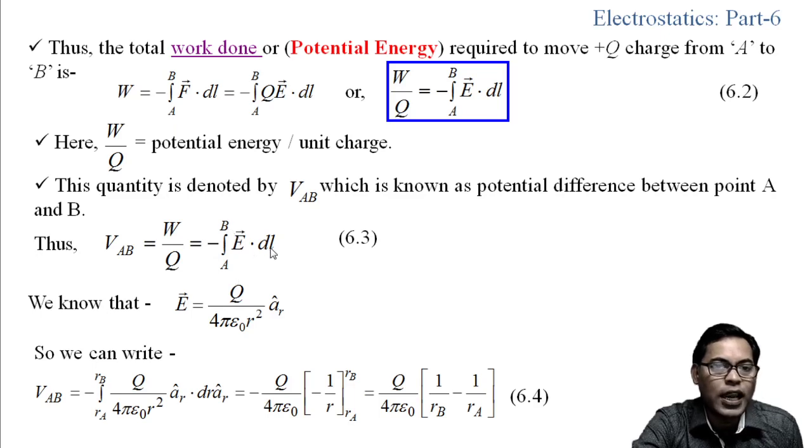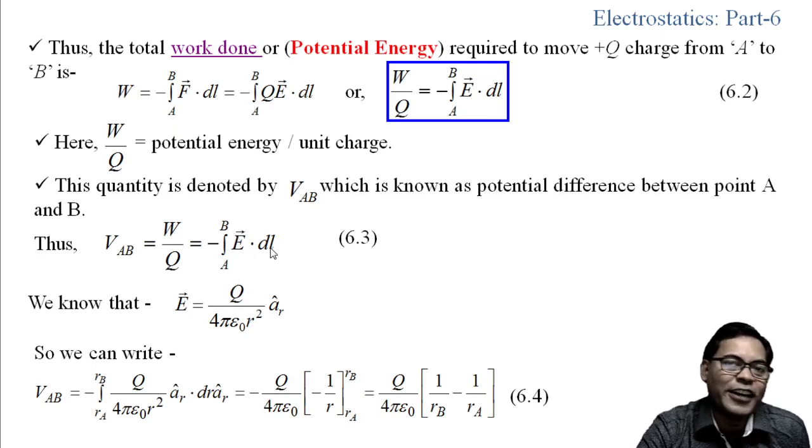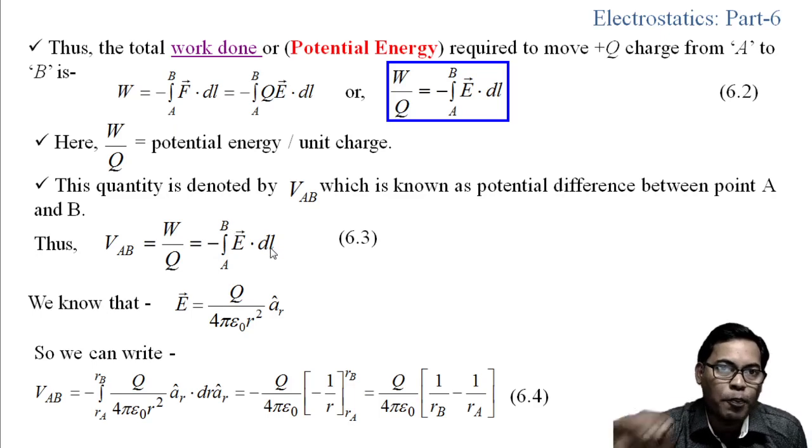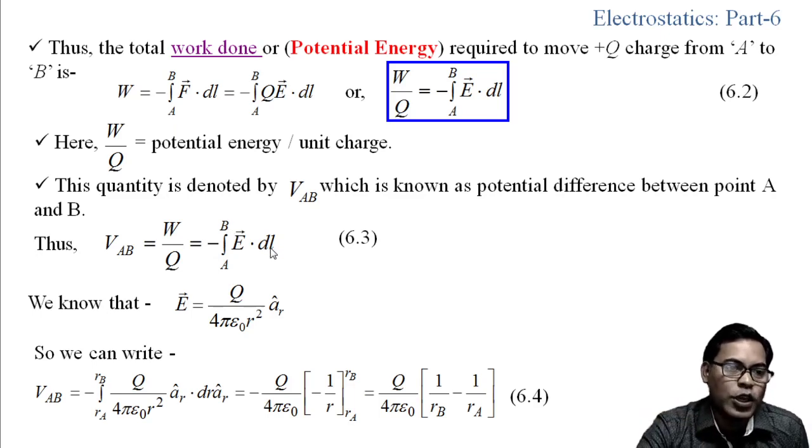B of E dot dl. Now we know the electric field intensity E for a point charge plus Q can be written as E equals Q by 4 pi epsilon naught R square into aR, that we have seen in the case of Coulomb's law. From Coulomb's law we have seen that we can get this equation for the point charge.